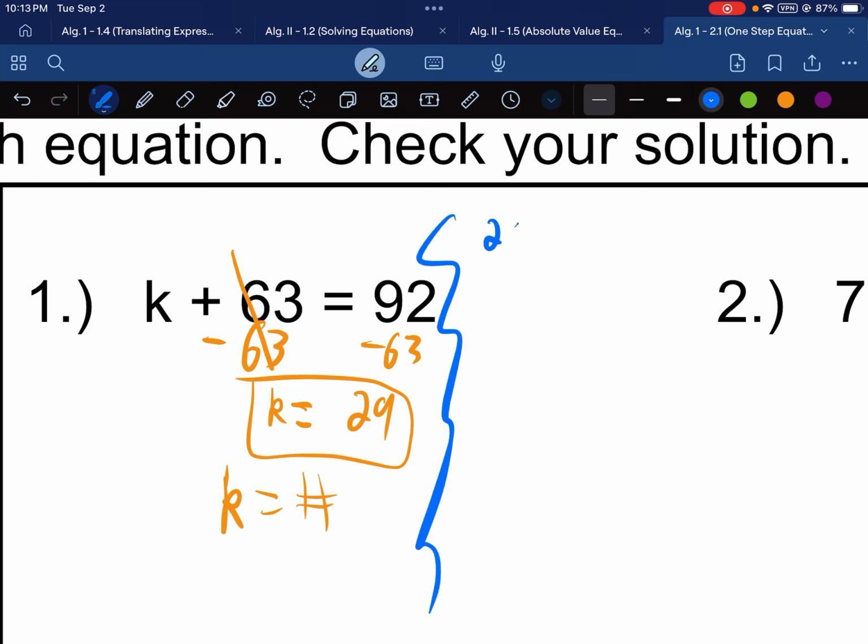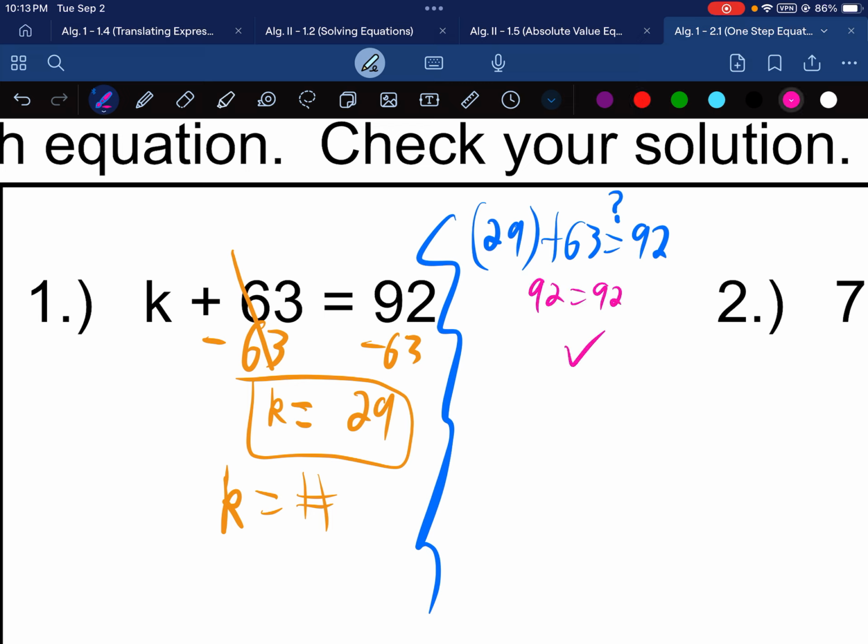Now I did mention that we could plug this back in. So we do 29 instead of k, because they equal each other, it's the same thing, plus 63 equals 92. Once again, I'm going to put that question mark above because I'm asking, does it equal? And so I plug this in here, and I end up getting 92 equals 92. And yep, I checked it out and it worked.